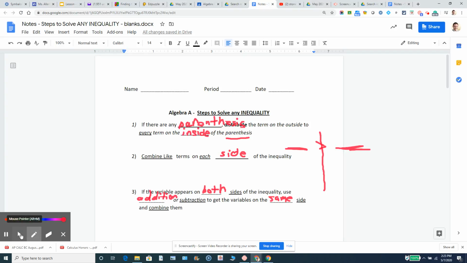Okay? So after you combine like terms, you want to get your variable terms on the same side by moving one of them using addition or subtraction. And once you get them on the same side, then you can combine them. We usually suggest you move the smaller one.